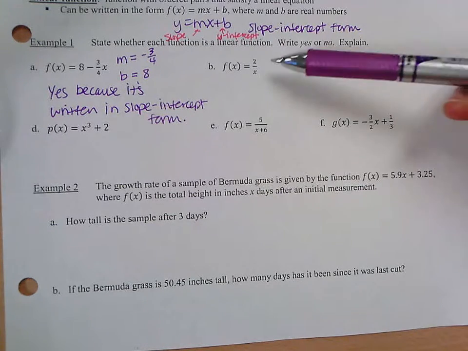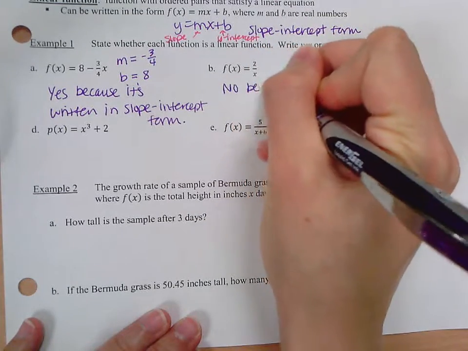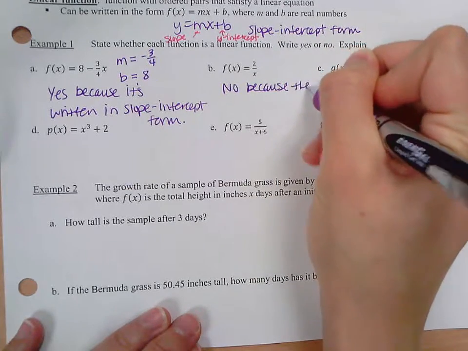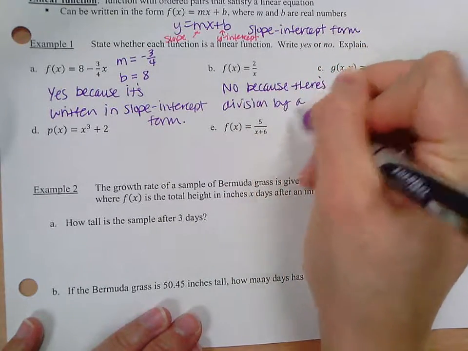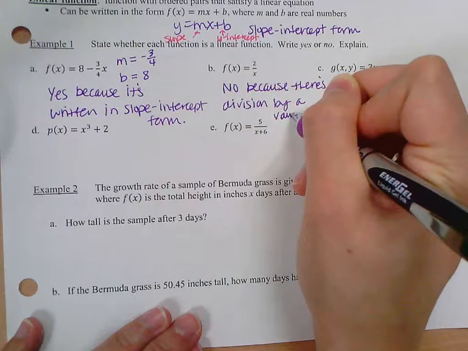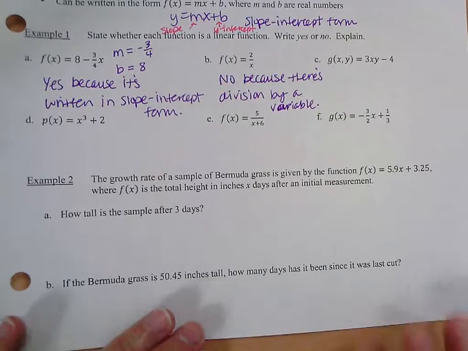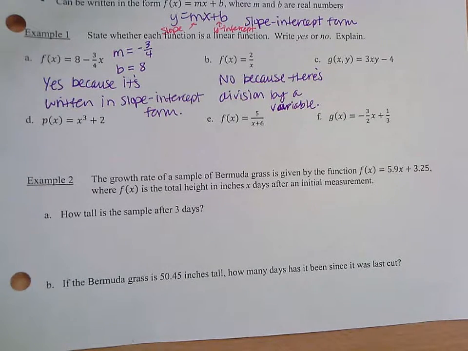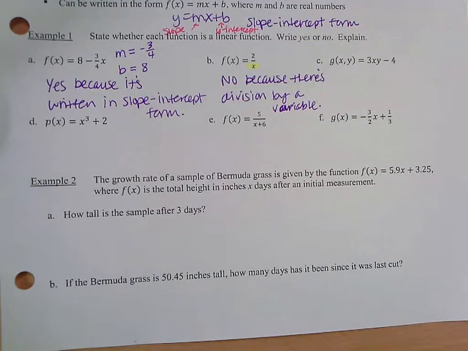What about b? f of x is equal to 2/x. Jasmine, I saw you say no. Why'd you say no? Yes. So no, because there's division by a variable. So a linear equation should not have division by a variable. Division by a constant, by a number, is fine.